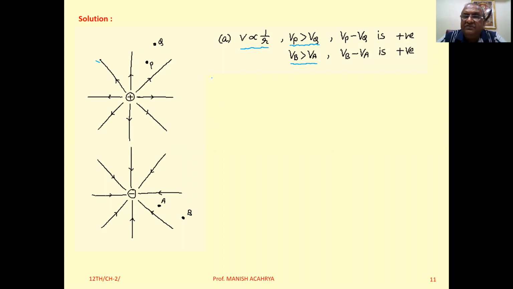So for the first figure we can write Vp minus Vq, that will be positive. And for the second case, Vb minus Va, that will be positive. Clear to all of you?